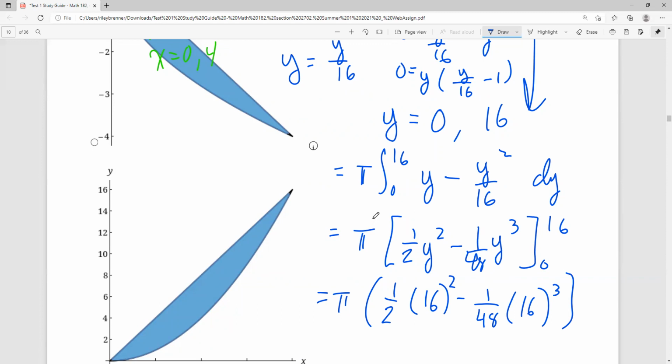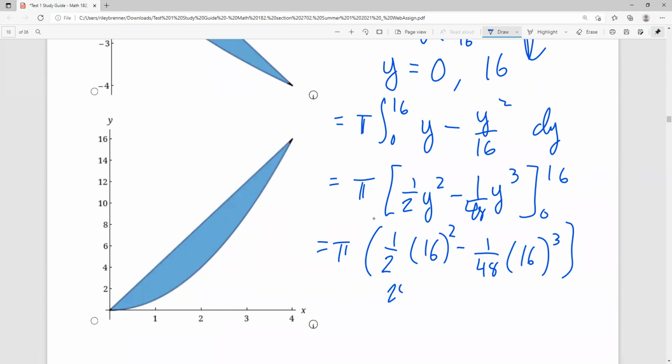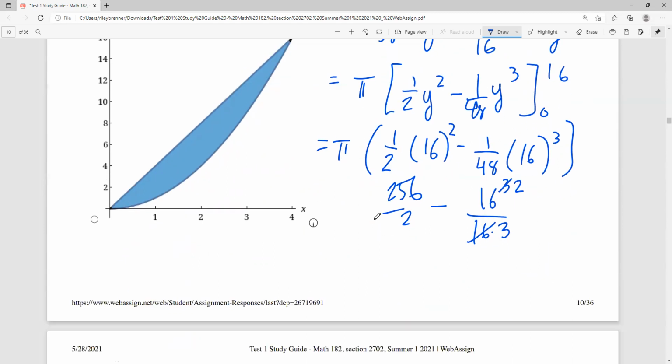Let's see if I can do that real quick, actually. 16 squared is 256 over 2. Oh, no, wait a minute. Because we have 16 cubed over 48, and 48 is 16 times 3, so this is 16 squared over 3. So this is pi times 256 over 2 minus 256 over 3.